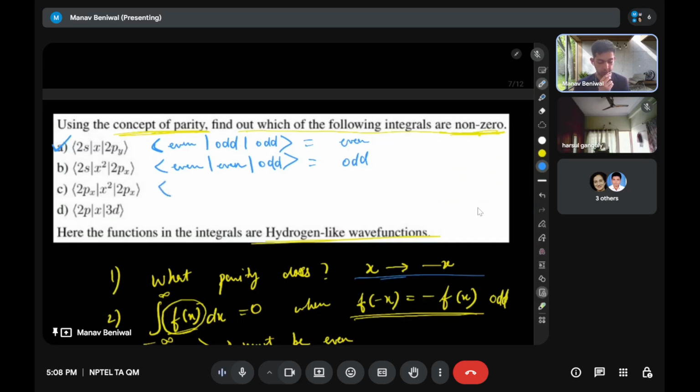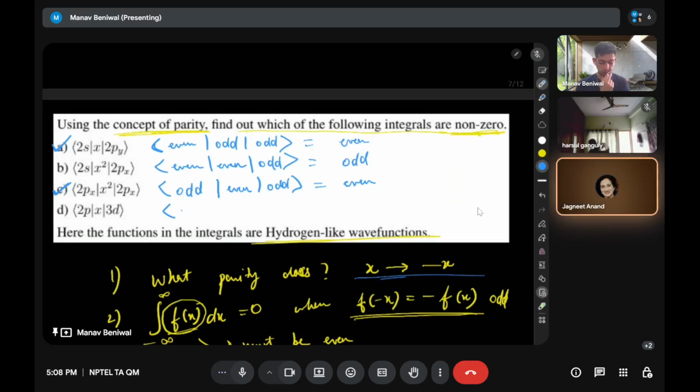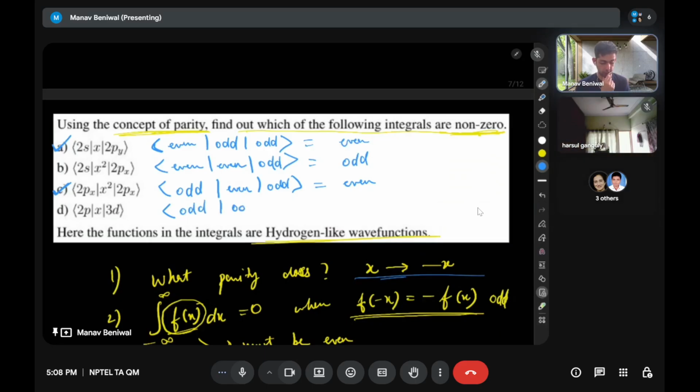What about this third one? Odd, even, odd. So we have two odds which will make an even, and then we have one even. So this is even, and this integral will be non-zero. What about the last one? Odd, odd, even. So in totality, even. So again, this is non-zero. So the answer is A, C and D.